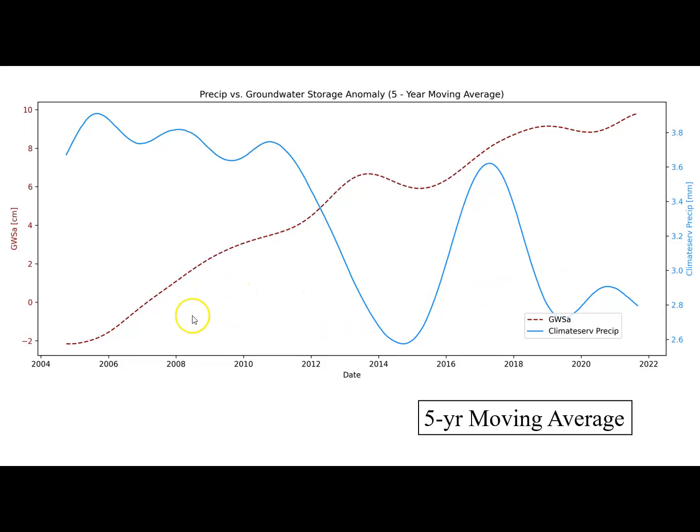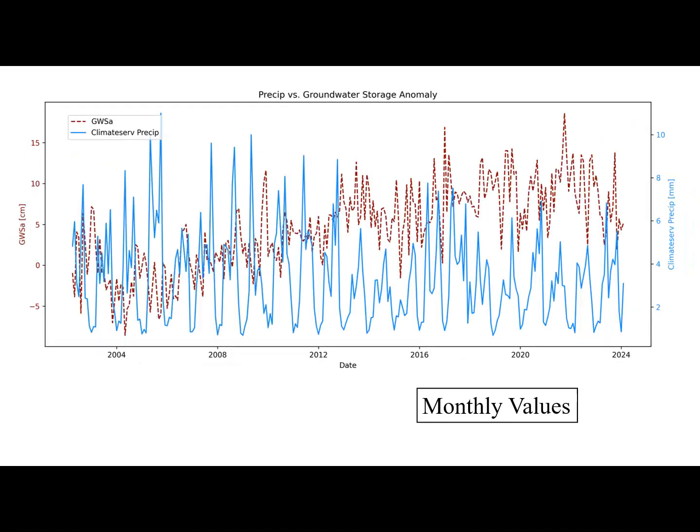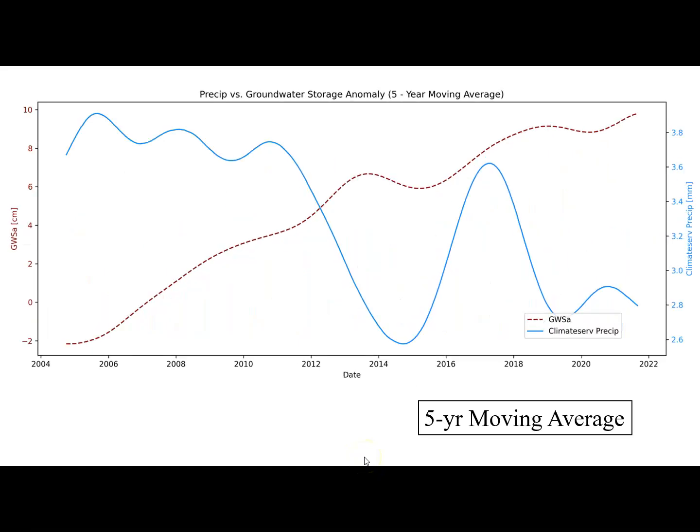However, I still think this is a really useful plot, because if you look at the 5-year moving average of groundwater storage, you can very clearly see that it's almost a linear long-term increase. So we've just taken the noise out of this plot and smoothed it out, and we get this really instructive plot of how the groundwater storage is changing over time.